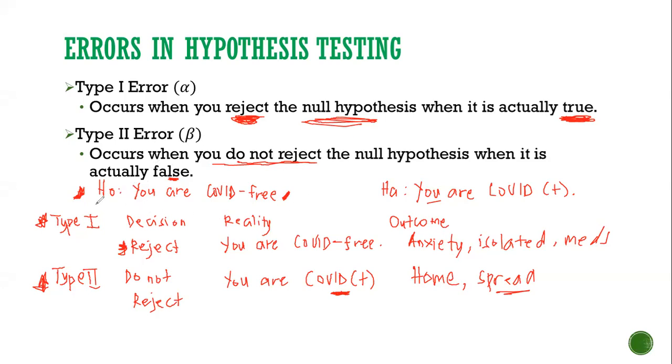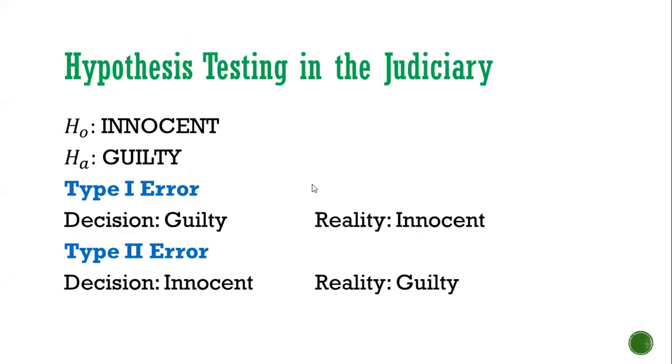Okay? Pinanindigan mong COVID-free siya kasi nagkamali ka, pero alam mo sa sarili mo na hindi talaga siya COVID-free. Anong nangyari? Pinauwi mo siya, nakahawa siya lalo. That's type 2 error. Okay? So I hope mas clear yung ating situations when it comes to your errors. Yan. And you may take a screenshot. Clear natin ang drawings. We move on to the next slide.